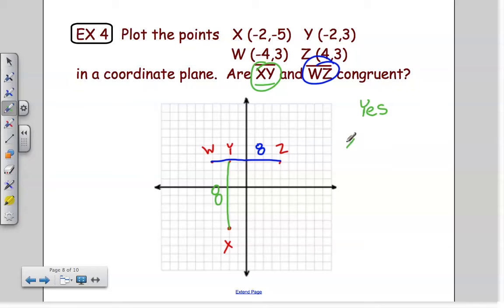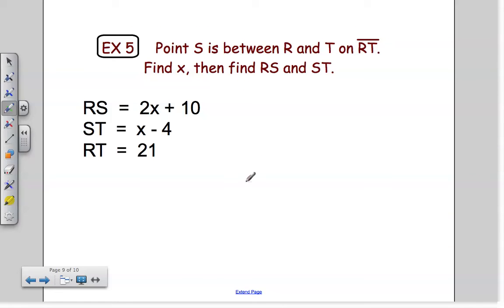Again, if I wanted to say their lengths were equal, I would say XY equals WZ. But if I wanted to talk about the line segments themselves with this symbol, then I'm talking geometric figures, and those geometric figures are congruent. So use ruler postulate and segment addition, and talking about congruent segments.